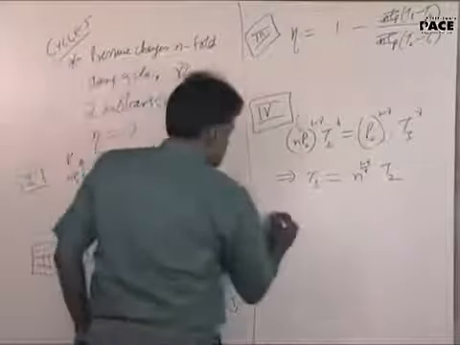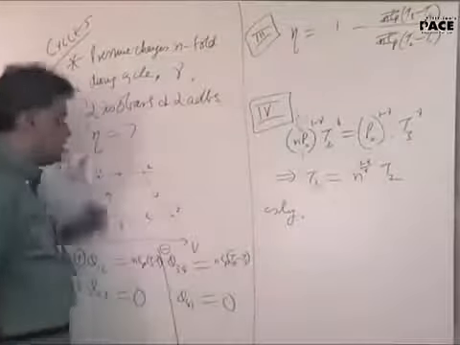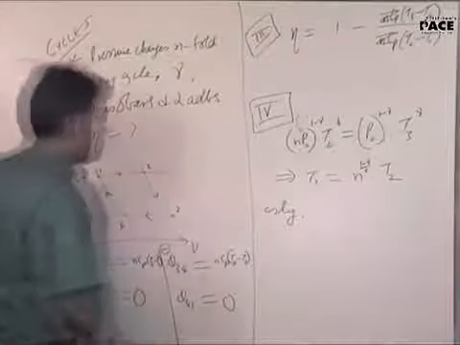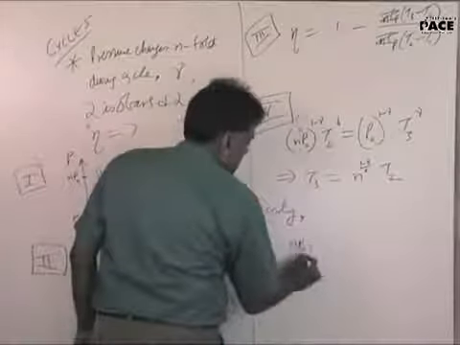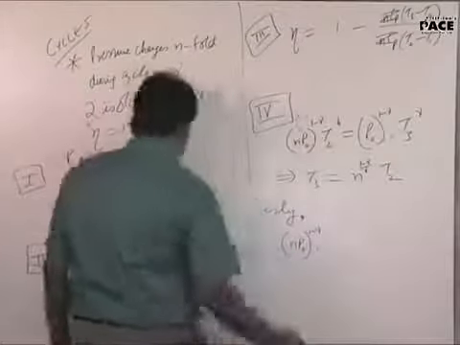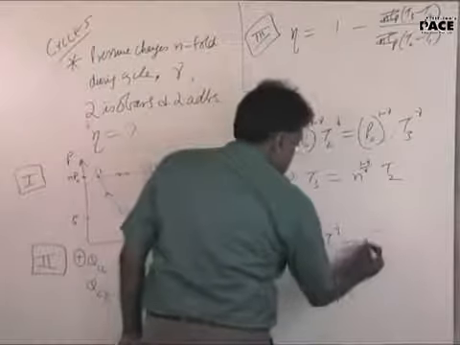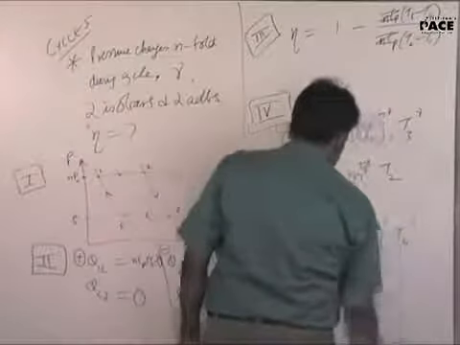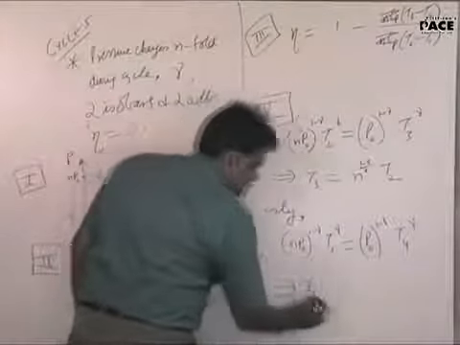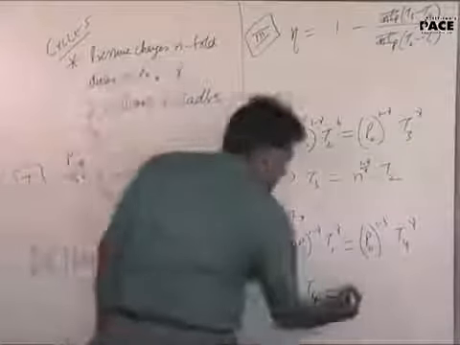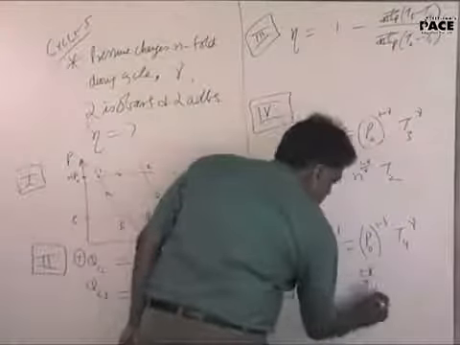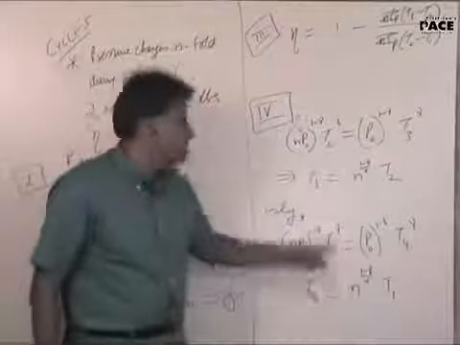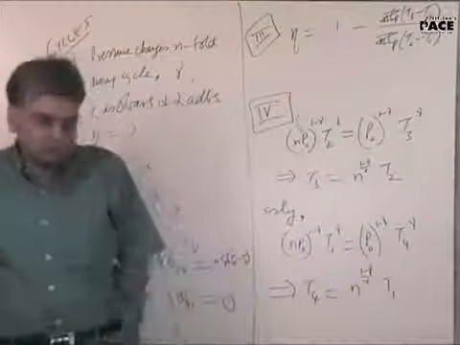Similarly, what is the relationship between T4 and T1? It's a similar relationship. Same logic we can use for T1 and T4. nP naught power 1 minus gamma times T1 power gamma is equal to P naught power 1 minus gamma T4 power gamma. So that implies T4 equals n power (1 minus gamma) by gamma times T1. So substitute these values here and simplify to get your answer.